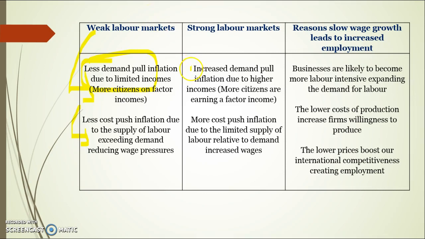In a strong labour market, there's increased demand pull inflation, as more people have got a factor income, and therefore they're spending more. And secondly, cost push inflation increases because wages generally increase because the demand for labour is exceeding supply.